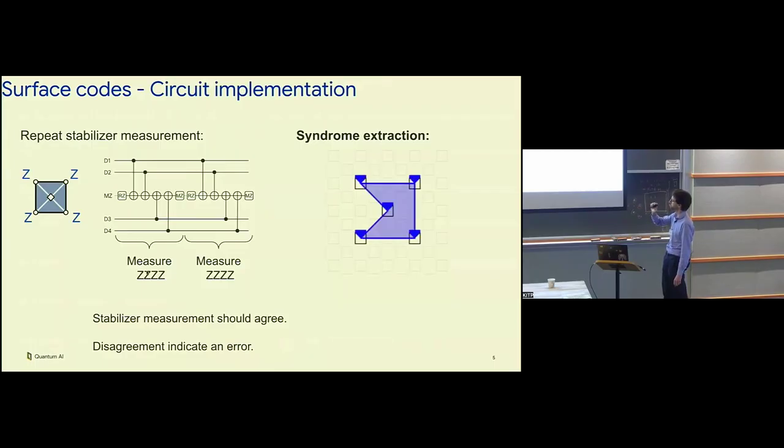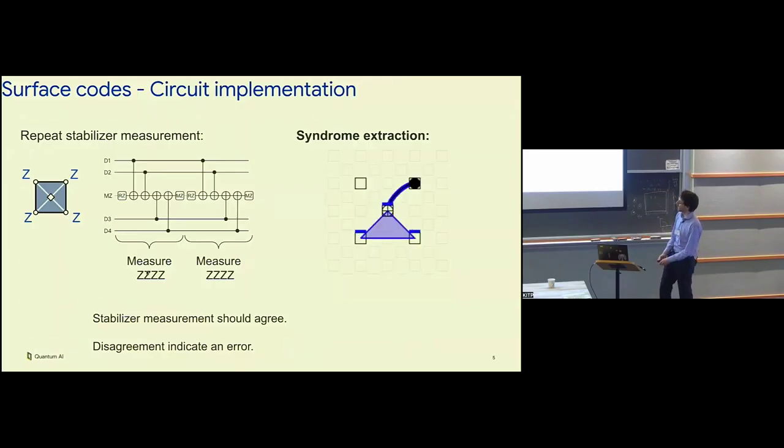Usually the syndrome extraction is represented as just having four CNOTs into an ancilla and then measuring. Here I'm showing the syndrome extraction in a small time-slice animation, just so you can see how the stabilizer evolves in time.